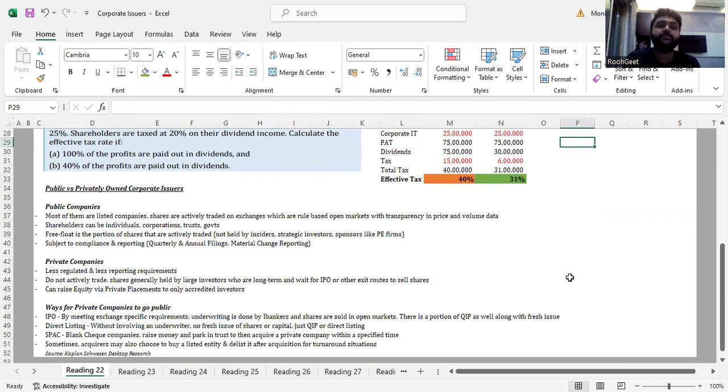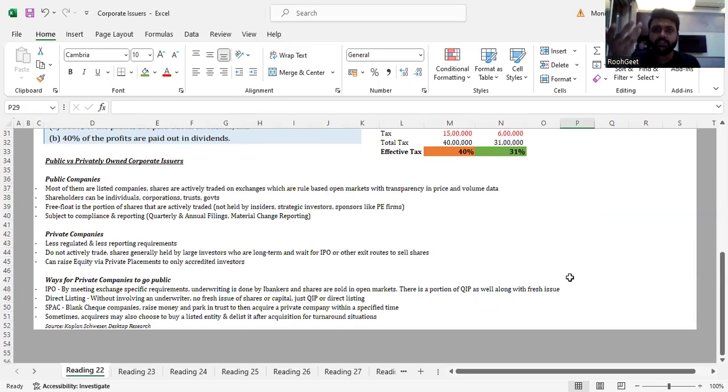Then comes public versus privately owned corporate issuers. Okay, one is public companies like Reliance, Infosys, and then there are other private companies like, let's say, Byju's, PharmEasy, something like that. Public companies, most of them are listed companies. Shares are actively traded on exchanges, which are rule-based open markets with transparency in price and volume data. Correct? Prices also move continuously.